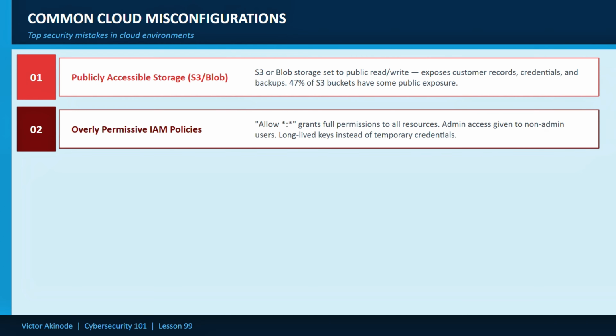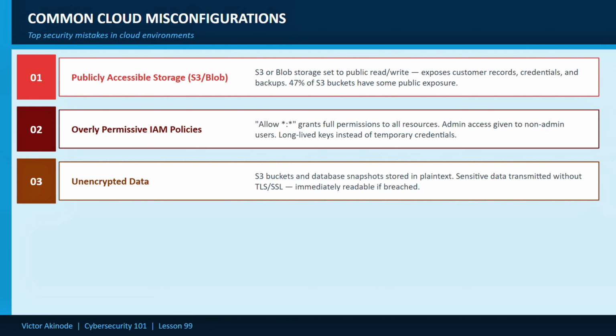Number 2, overly permissive IAM policies. Using allow all in IAM policies grants full permissions to all resources. So admin access given to non-admin users can cause big havoc. And this can also result in long-lived keys instead of temporary credentials. So when you're using the allow command or option, you should be careful of it.